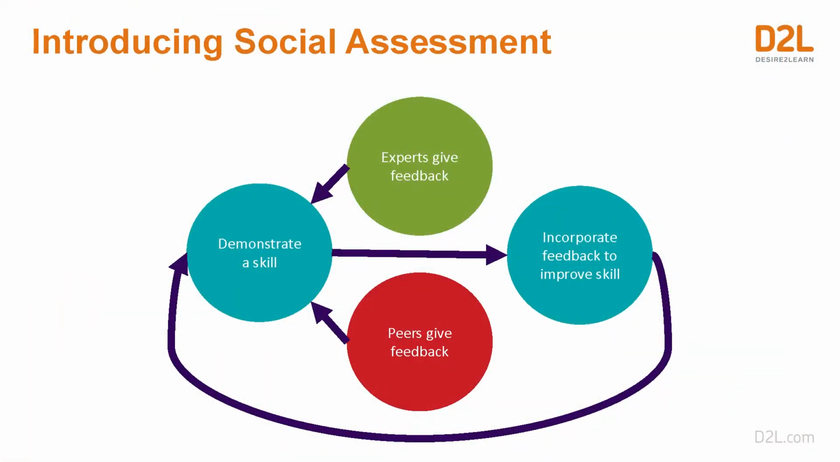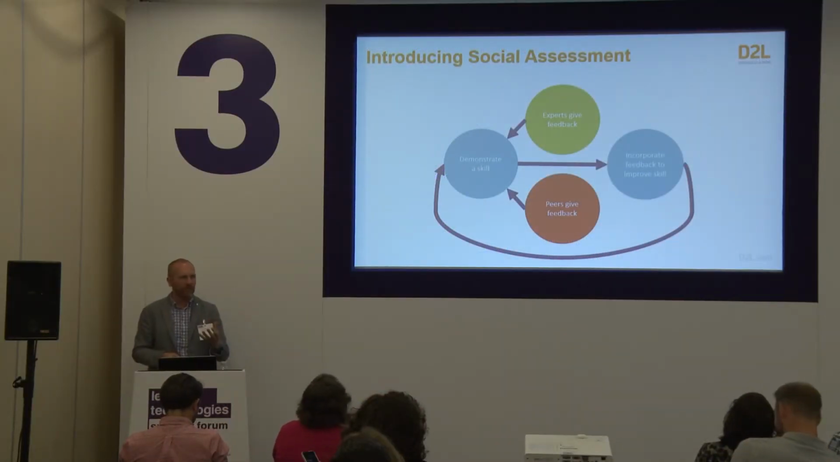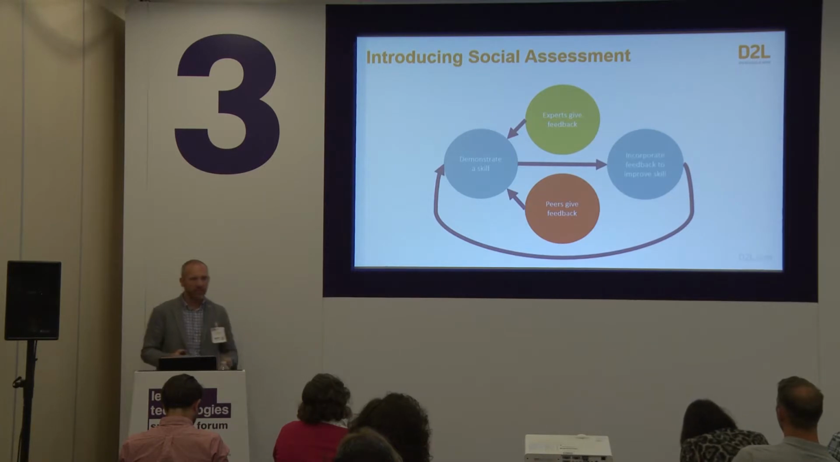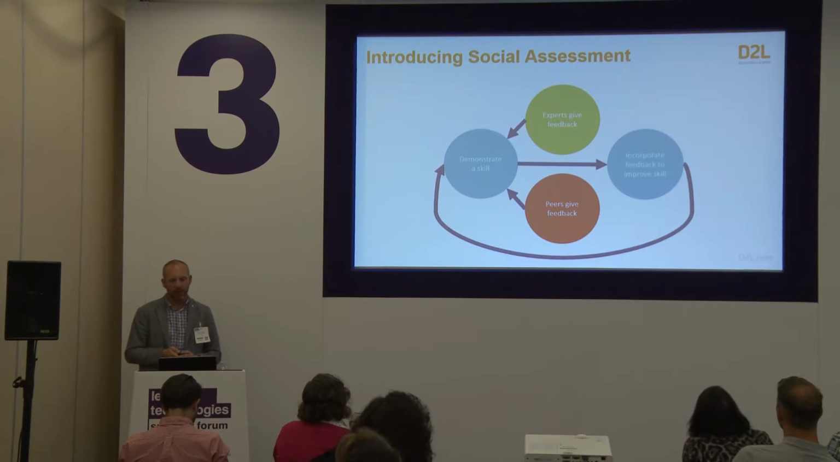We have this model that we call social assessment, and in that, it has a mandate that someone will demonstrate a skill, they'll then incorporate feedback, and then use that to constantly improve the skill. Okay, it's coaching basically. Now with that, there's two different inputs that you can get, which we'll look at more in a second. Experts can give feedback, which can be really useful. Peers can give feedback, also useful. Combine the two together in a social construct, and it can give the most value to the employee, to the individual.